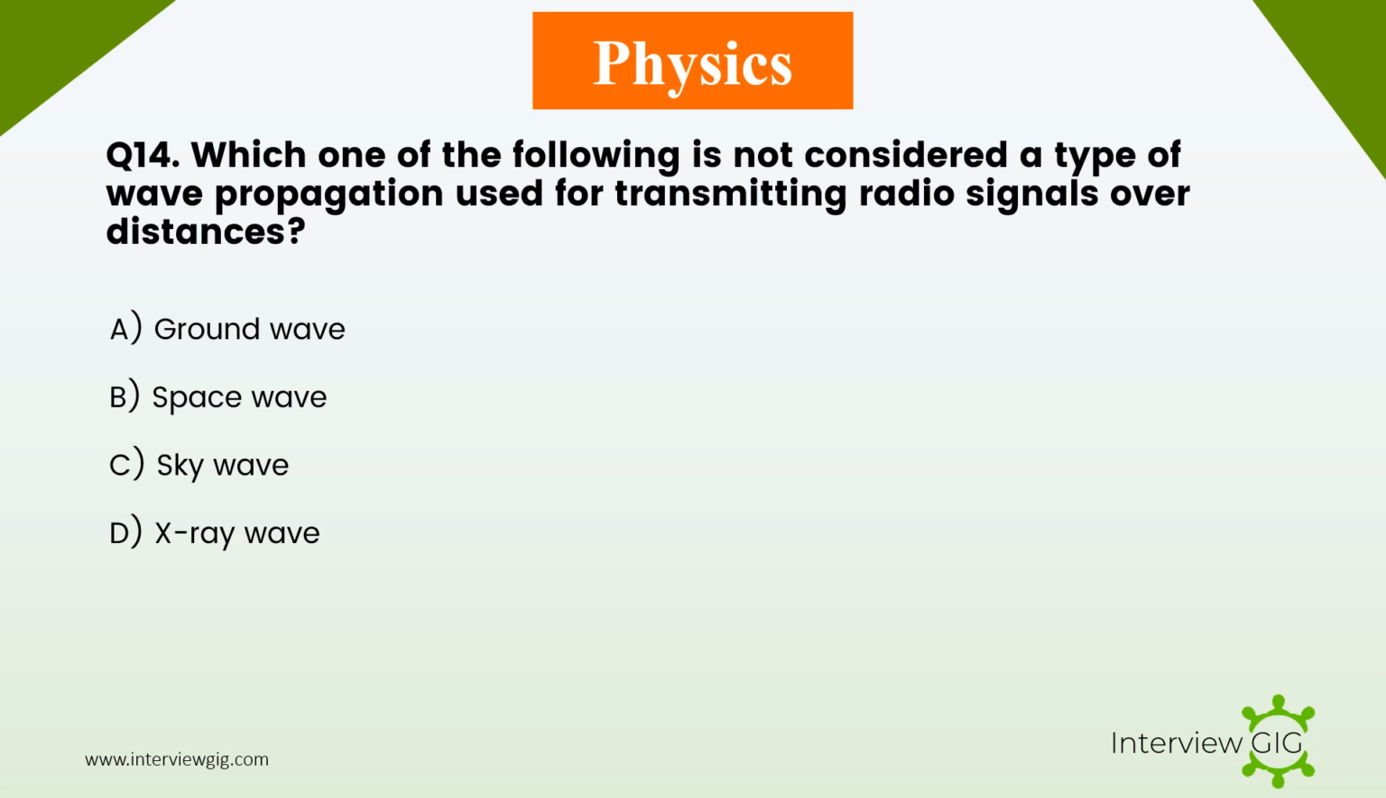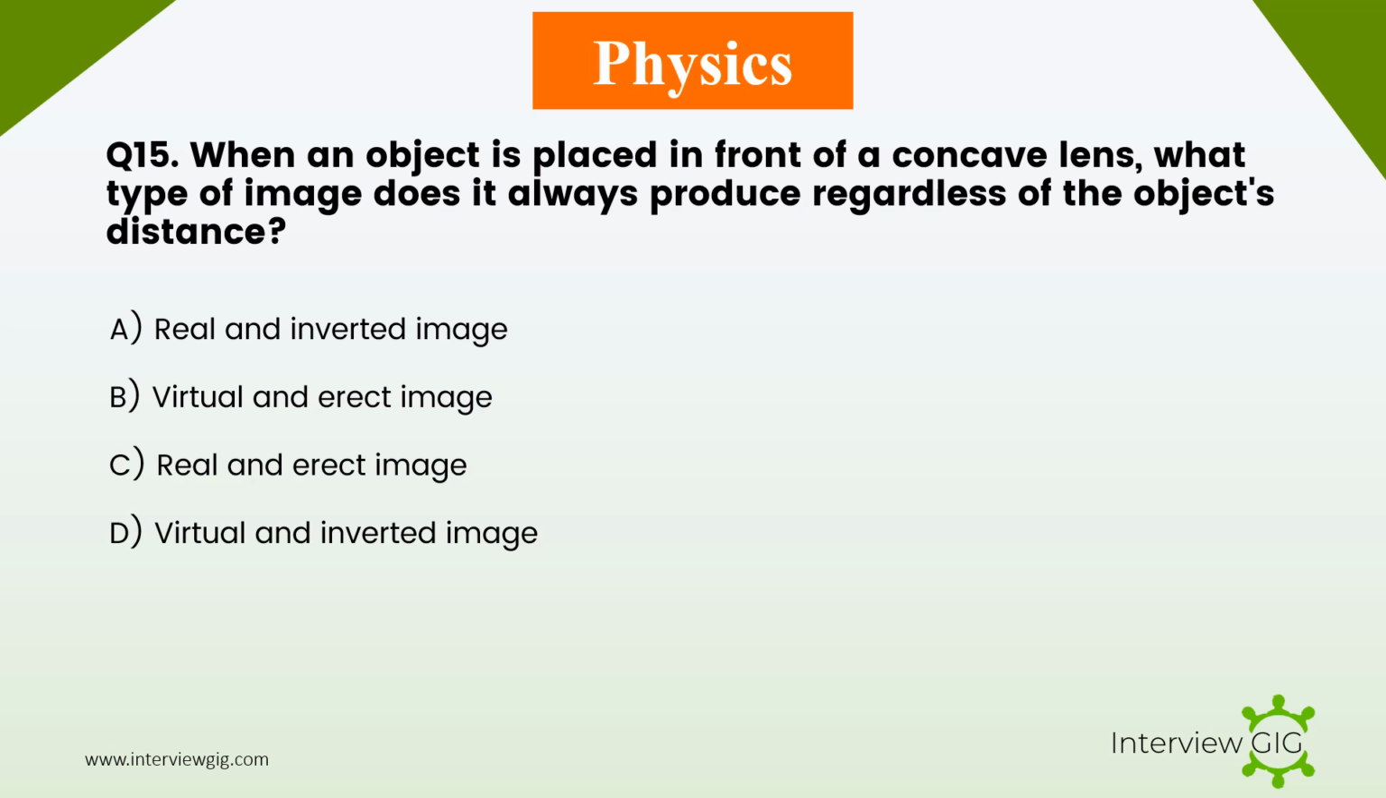Next question. Which one of the following is not considered a type of wave propagation used for transmitting radio signals over distances? Options. A. Ground wave. B. Space wave. C. Sky wave. D. X-ray wave. Answer D. X-ray wave.